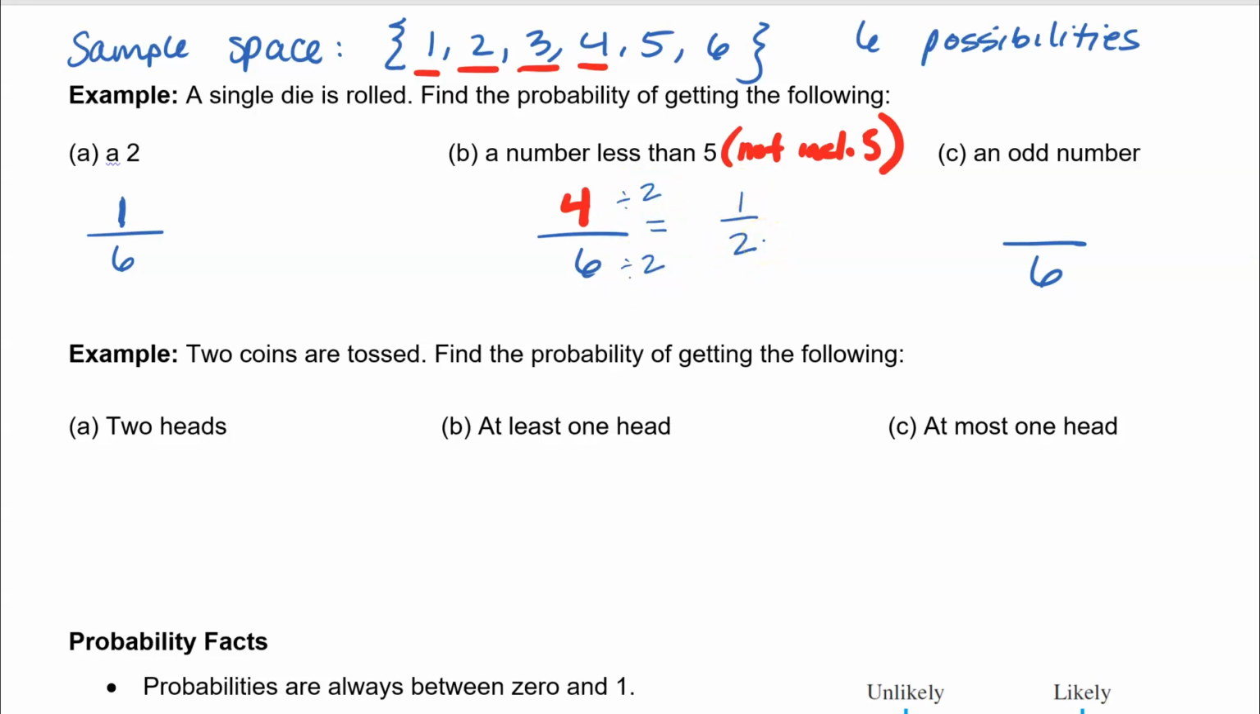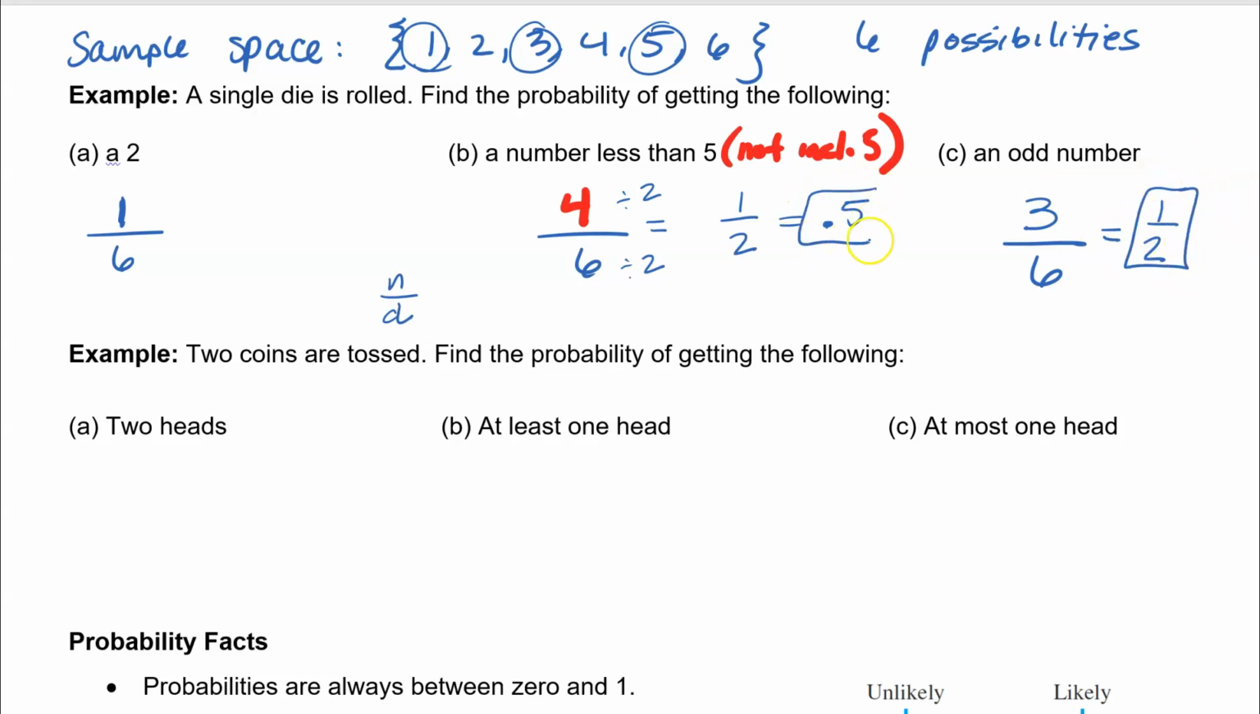Okay. If you have a graphing calculator or a TI 30 and 34, you can use the fraction button, the N over D, and have it reduce it for you. You could certainly also put this as 0.5 into Connect, and it would accept that also. So the last one, an odd number, so let me just erase this here. An odd number would be like a 1, a 3, or a 5, so that would be 3 outcomes out of 6, and we can reduce that to 1/2 or 0.5. Okay, you're not going to list the percentage unless Connect asks for a percent, and most of the time it's going to ask for either a fraction or a decimal.